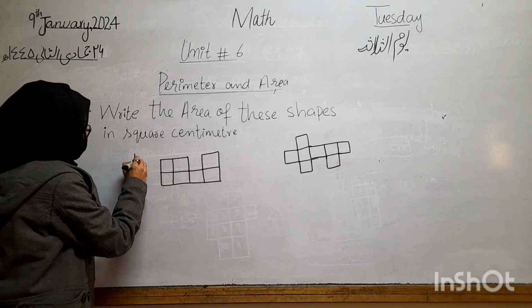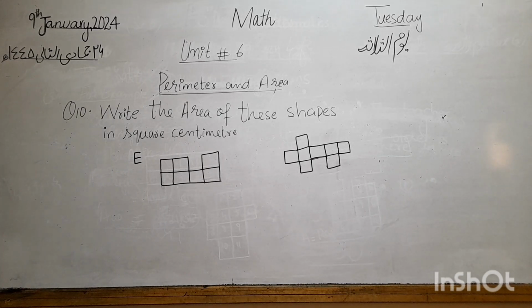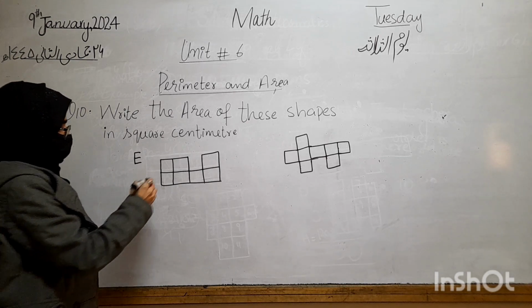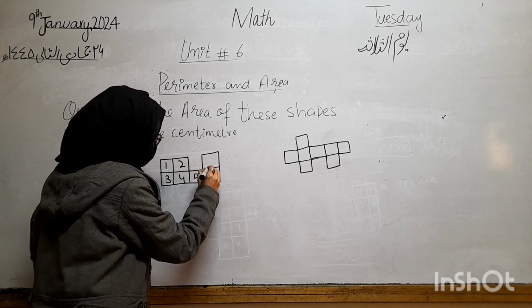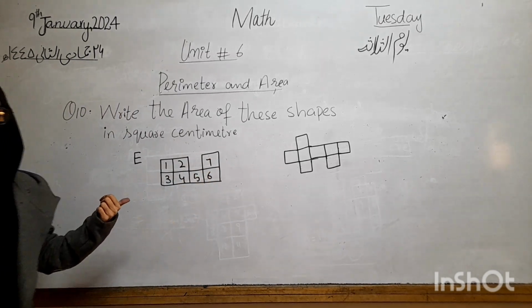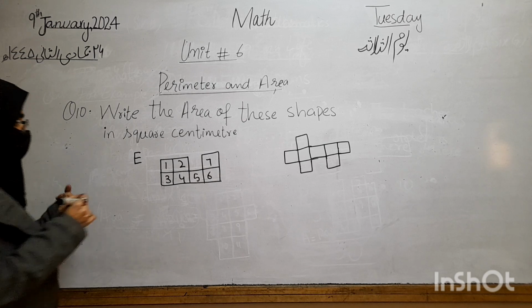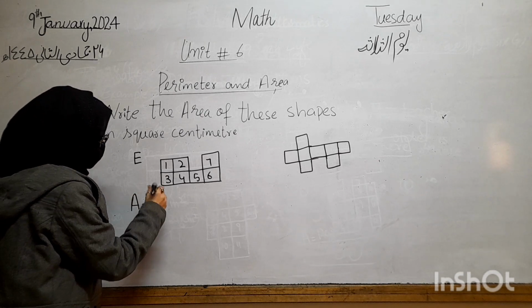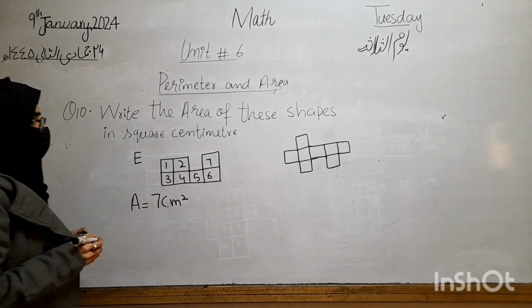Now in E part, tell me Hussein, in E part how many squares in this grid square? Good. 1, 2, 3, 4, 5, 6, 7. So what is the area of this grid square? Good. So the area of this grid square is 7 centimeter square.